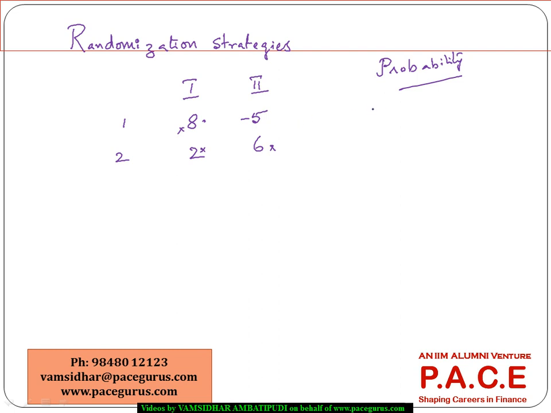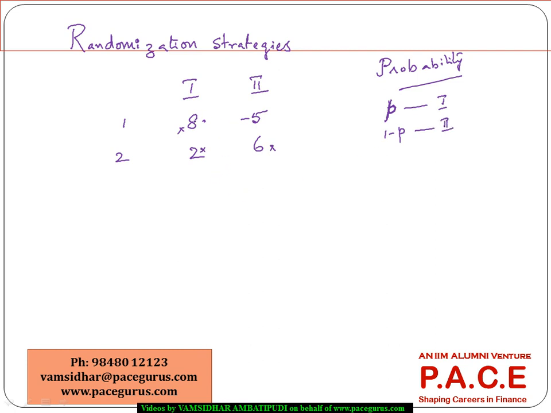Now, let's say A will choose a probability P. A will have a probability P of choosing option 1 and some 1 minus P of choosing option 2.